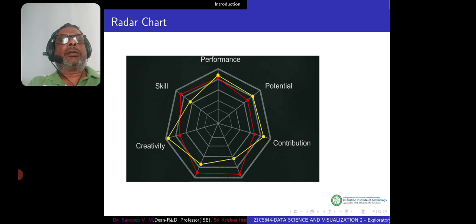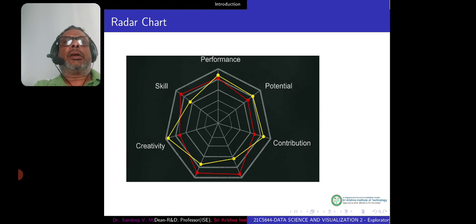So if you look at this in detail, then there are two curve line plots there, one in red and one in yellow. So yellow is trying to tell that creativity is more than the red's creativity, and for yellow, the skill is less than red's skill. So you can just compare the two data parameter wise and plot it.